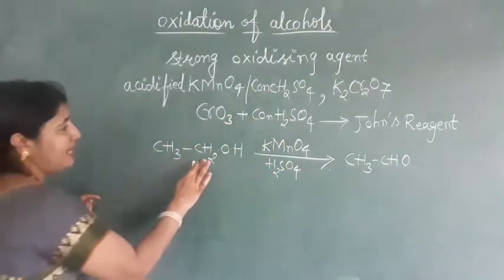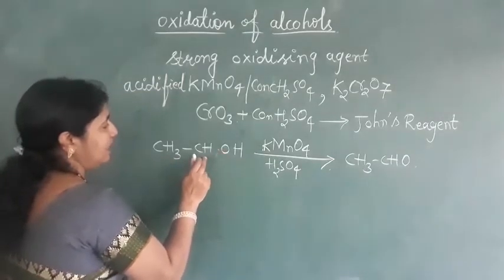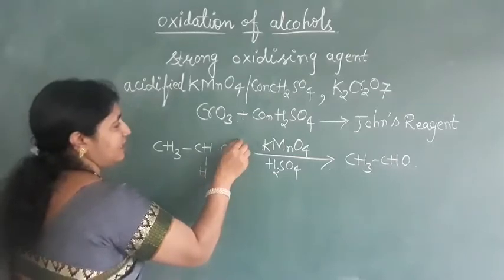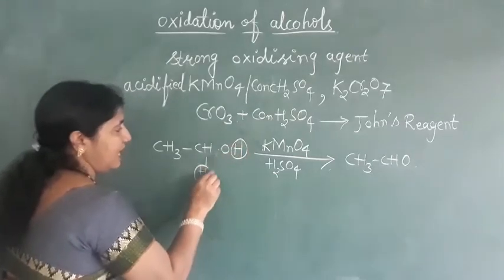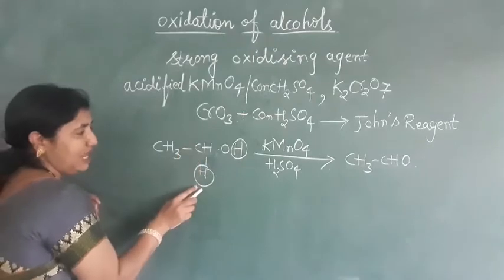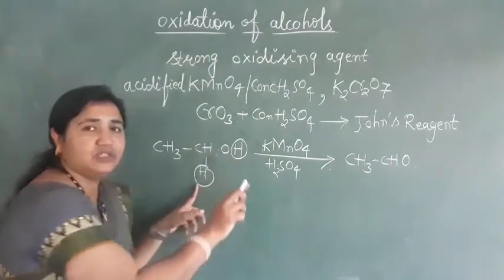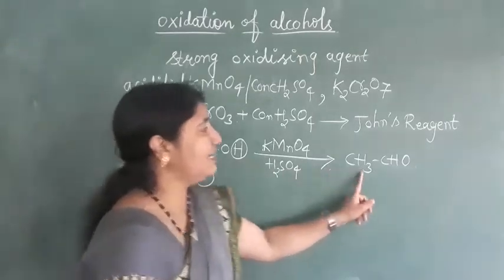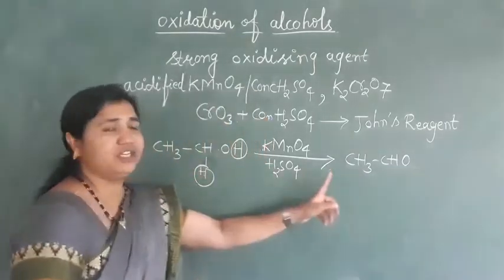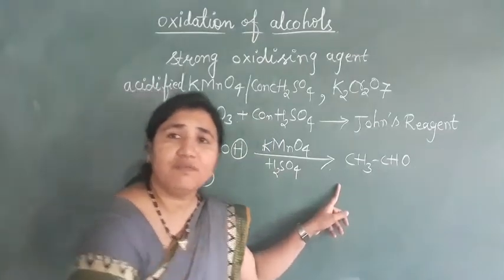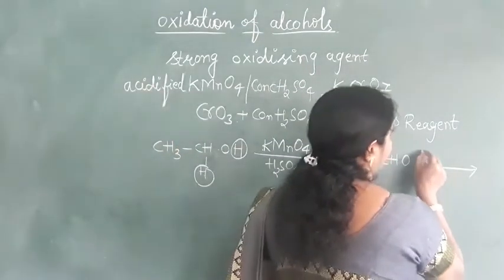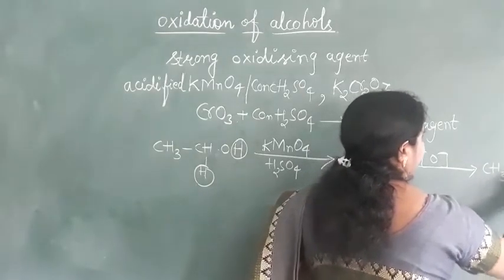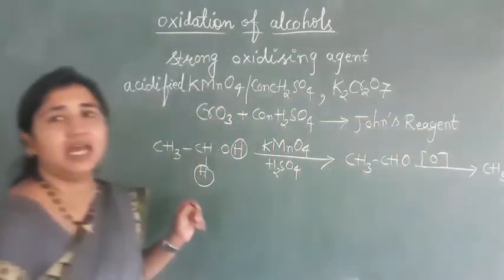One hydrogen from this carbon and the OH hydrogen are removed, and that is called oxidation. Oxidation means removal of hydrogen. So it gives aldehyde first, which on further oxidation gives acetic acid.